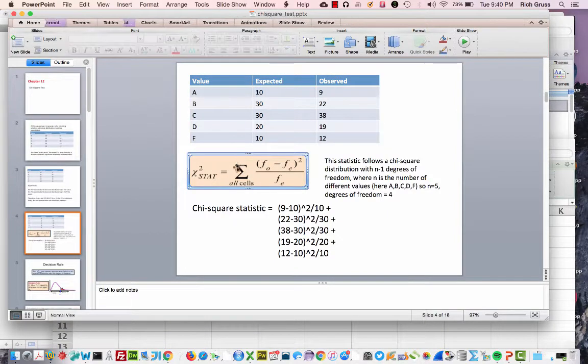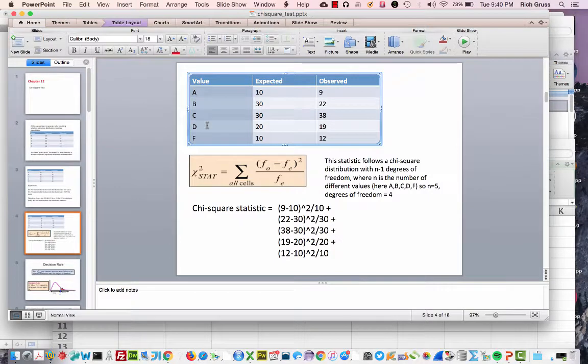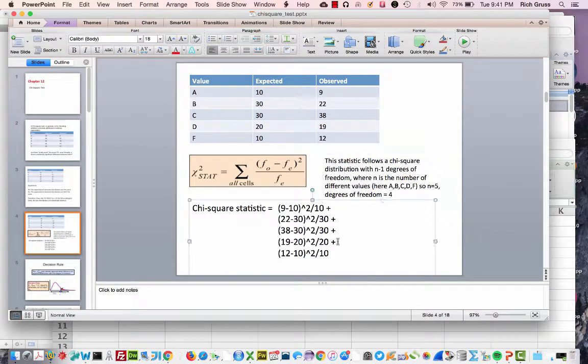In the end, you get a statistic that follows a chi-square distribution with n minus 1 degrees of freedom, where n is the number of rows that you have here. The number of different values here is 5, so the degrees of freedom is 4. When you're calculating the p-value, you'll be using 4 degrees of freedom for this problem. I demonstrate down here how exactly this statistic is calculated piece by piece, and then you add it all up.